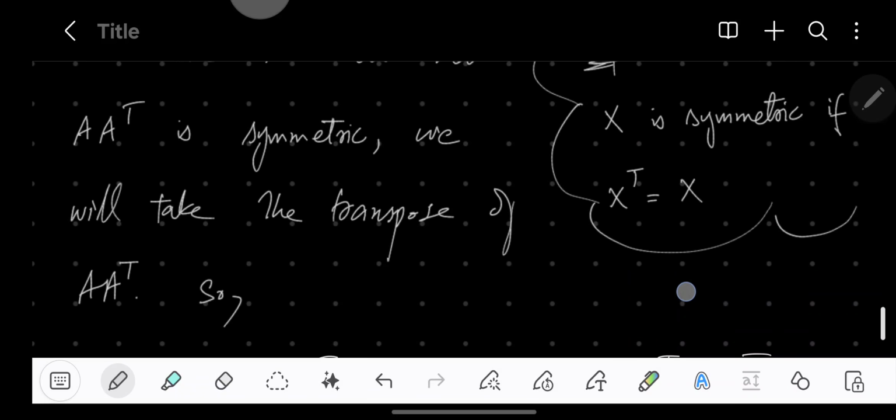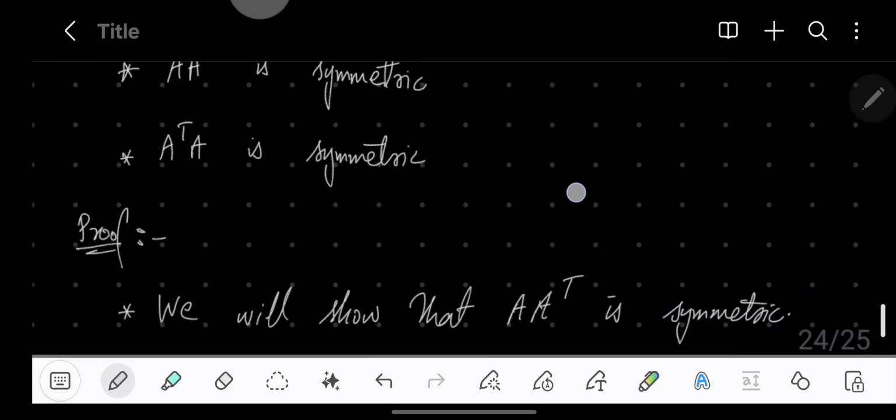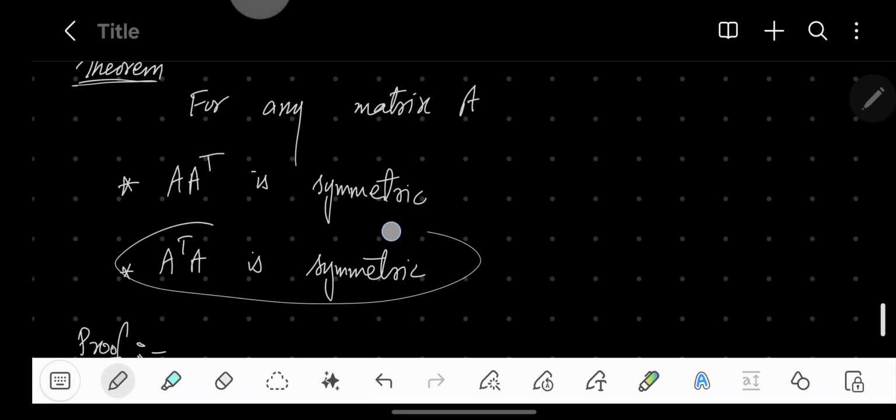The second part of this theorem can be proved similarly. For the second part, you will take the transpose of this and you will get this matrix back, which means that this is also symmetric.